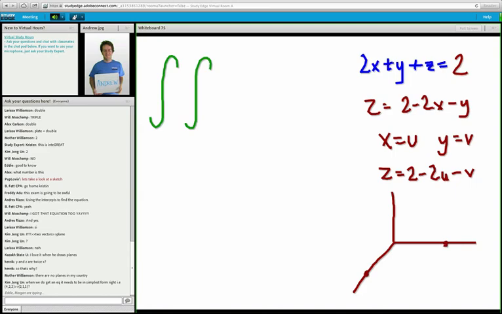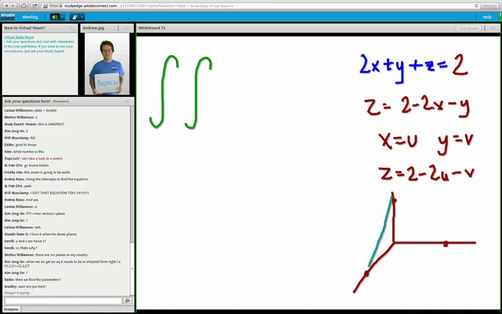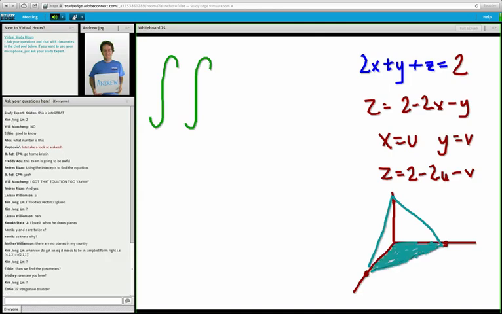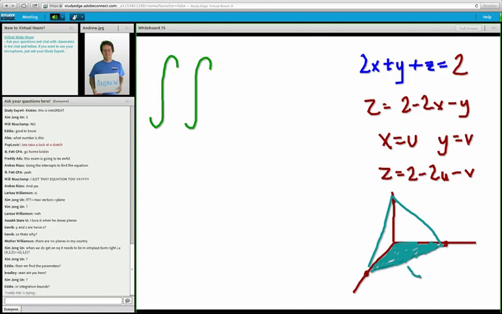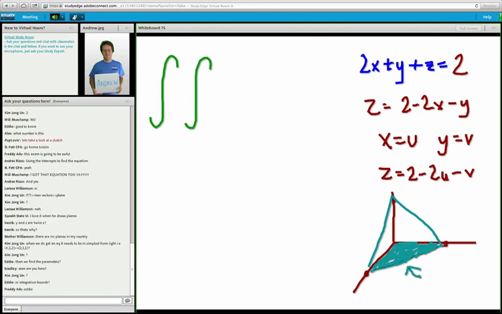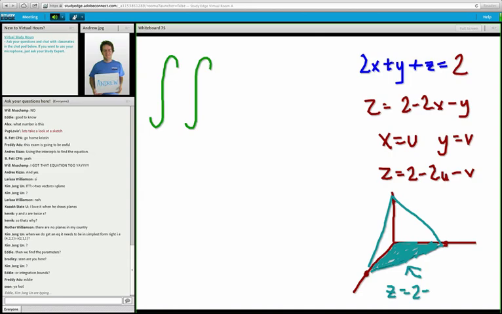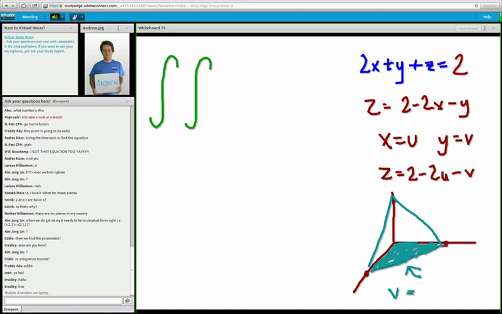Here's this equation. Here's the plane. Let's draw in some different color. We want to find the projection of the plane into the xy plane, or the uv plane, so to speak. So that would be v equals 2 minus 2u.